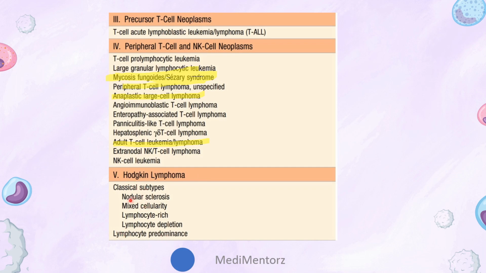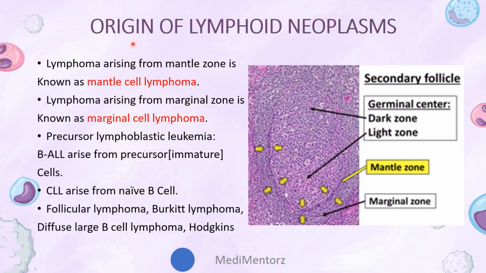In the classical subtype, we have nodular sclerosis, mixed cellularity, lymphocyte rich, and lymphocyte depletion. In non-classical, we have lymphocyte predominance. I put this here because you should know where the mantle cell, marginal zone, or follicular cell lymphoma arises. You should know which lymphoma arises from which site.